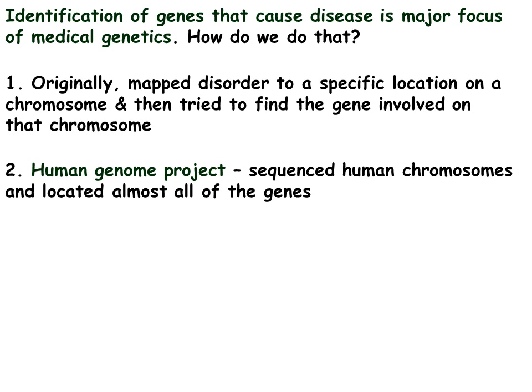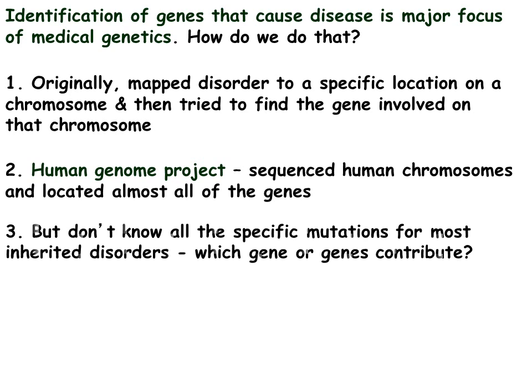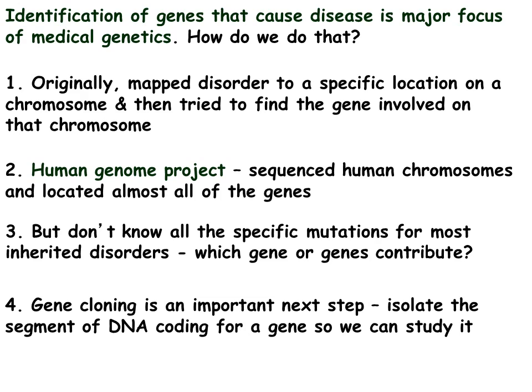When we learned how to sequence DNA in a more rapid fashion, we started what was known as the Human Genome Project, where we sequenced all the human chromosomes and located almost all of the genes. But we still don't know all the specific mutations for most of the inherited disorders, or which gene or genes are going to contribute to them. So the next most important step is gene cloning, which means that we're going to isolate that segment of DNA that codes for a gene so we can study it further.